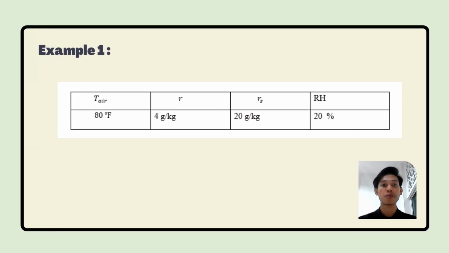Okay, firstly, we start by entering the data we were given in the table. Once you know the air temperature, you can look up the saturation mixing ratio value. It is 20 gram per kilogram for the 80 Fahrenheit air. 80 Fahrenheit air could potentially hold 20 gram of water vapor per kilogram of dry air. It actually contains 4 gram per kilogram in this example. A table of saturation mixing ratio values can be found on page 86 in the class notes also.